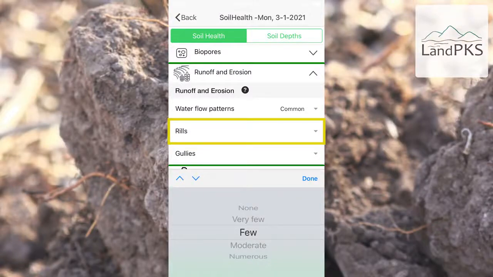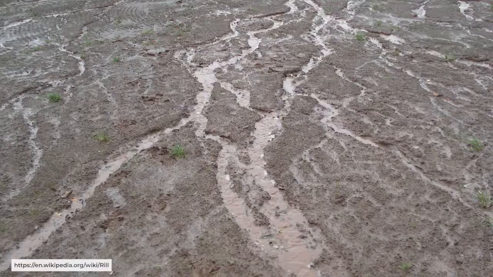Rills. Rills are basically those small linear channels, not as big as a gully, but like a mini gully, that are formed when you get erosion and it's starting to cut down through the soil.